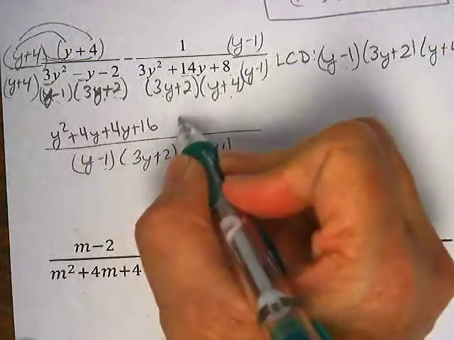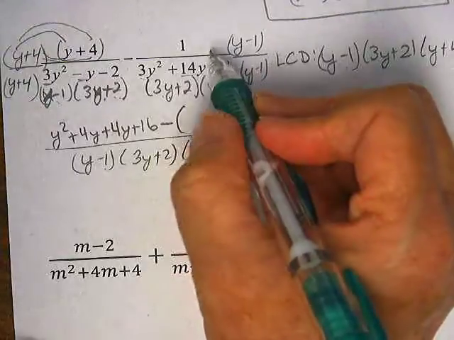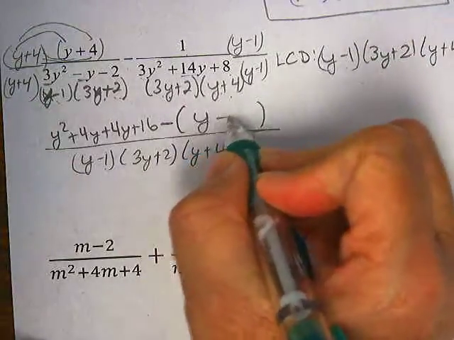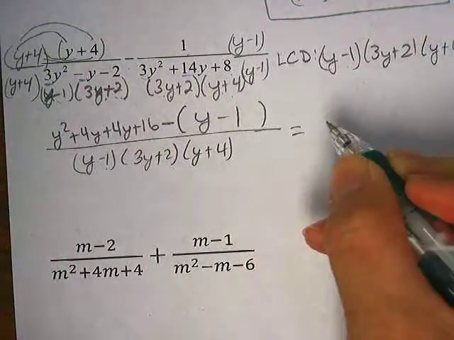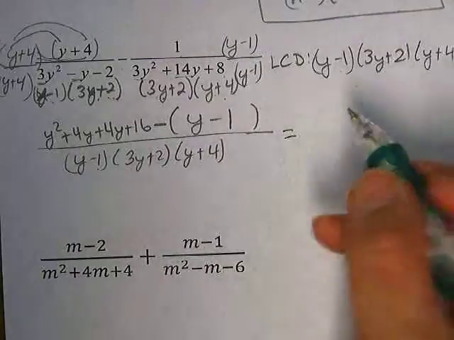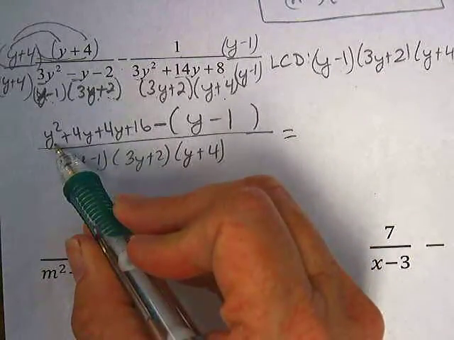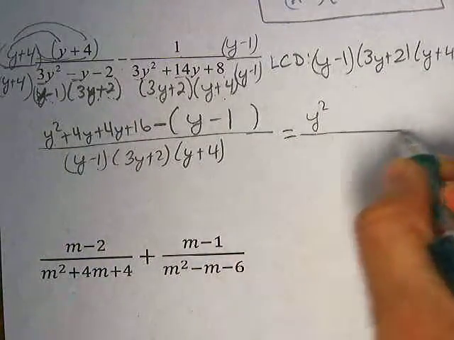And we're subtracting these fractions now. So I'm going to put a minus and put in parentheses what I get over here. 1 multiplied by y minus 1 is just y minus 1. Okay, so let's try and combine our terms. Look at our y squareds. We only have one y squared. There's nothing to subtract, so it's just a y squared on top.